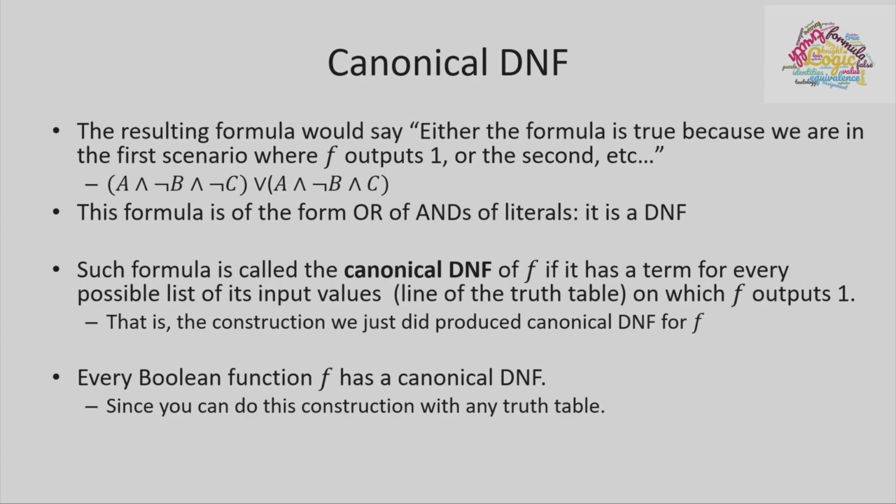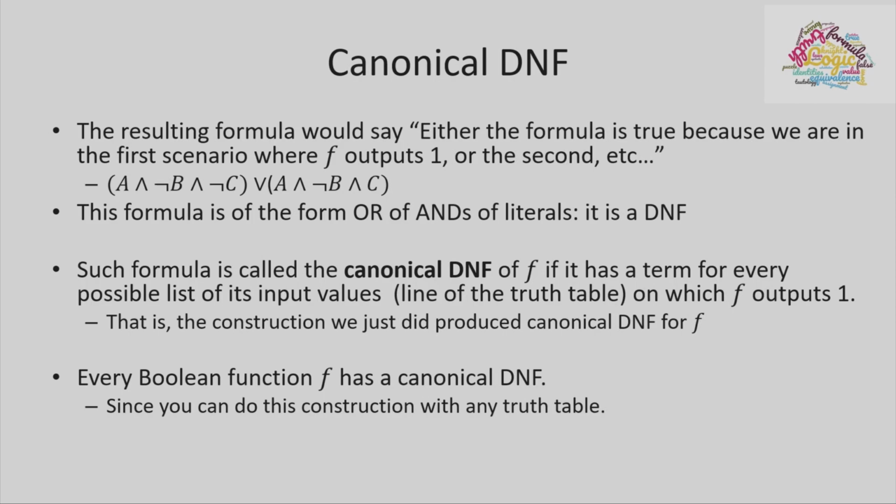So the resulting formula encodes the input value lists of the function f on which f outputs 1. And each of them it encodes as a term. For example, the f that we just did on the previous slide was 1 in 2 places, one of them corresponding to a and not b and not c. So that is first input 1, second input 0, third input 0. And the second one, a and not b and c. So the first input 1, second 0, and the third 1.